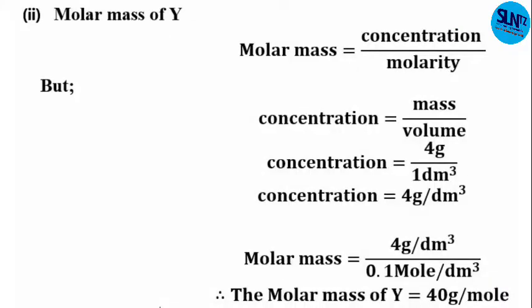Molar mass of Y. Molar mass is equal to concentration over molarity. But concentration is the mass over volume. The mass we have is 4 and the volume is 1 decimeter cube. So the concentration is equal to 4 divided by 1 decimeter cube, which is 4 gram per decimeter cube. So the molar mass is 4 gram per decimeter cube divided by the molarity of base, and then the molar mass of Y is equal to 40 gram per mole. That is the molar mass of Y.